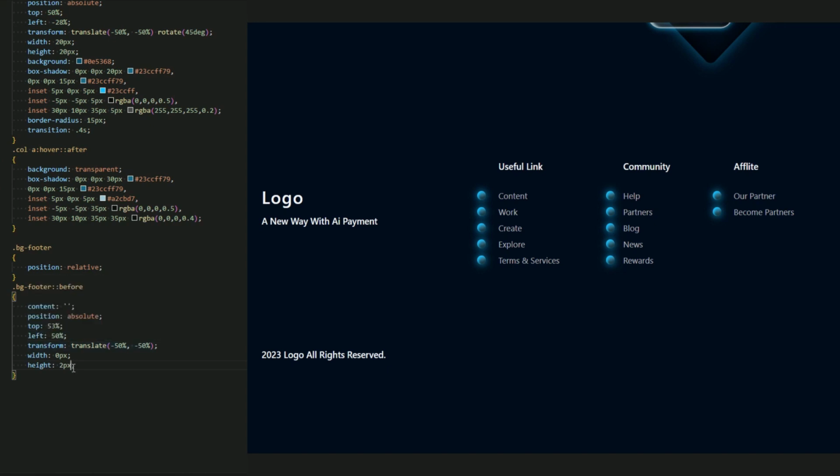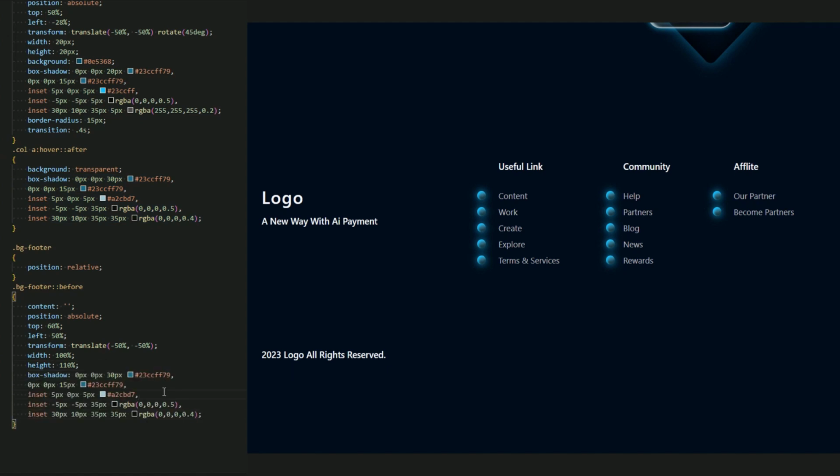And the top be a 60%, and the left 50%, same. Transform be the same, and this be 100%. Height 110%. Okay, and the box shadow, let be a black color.